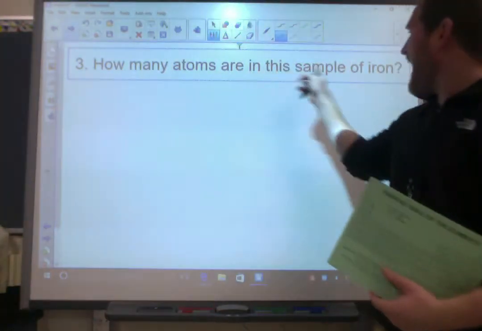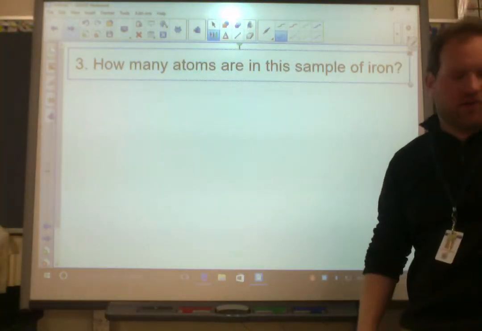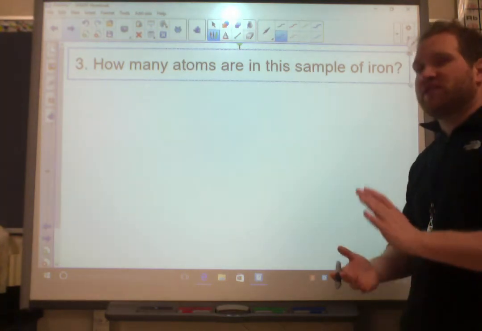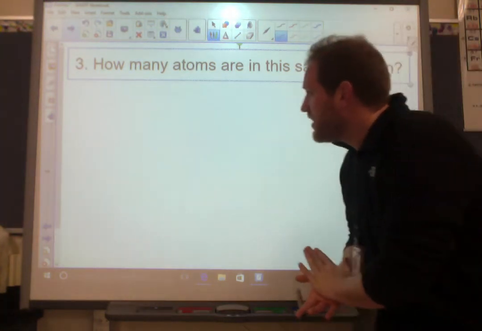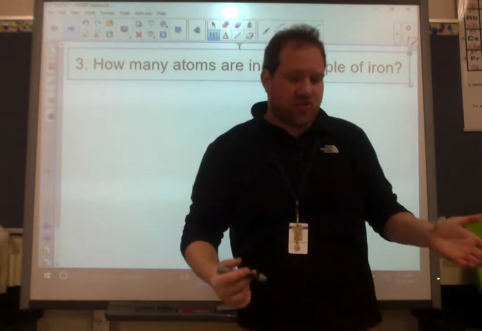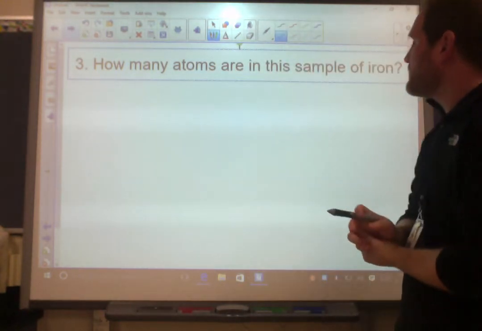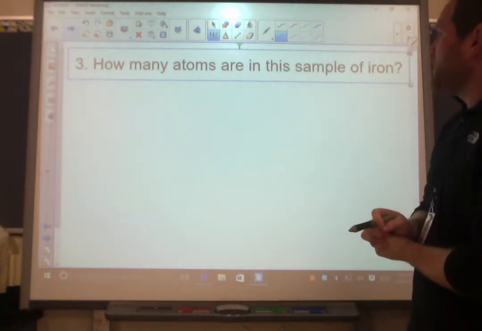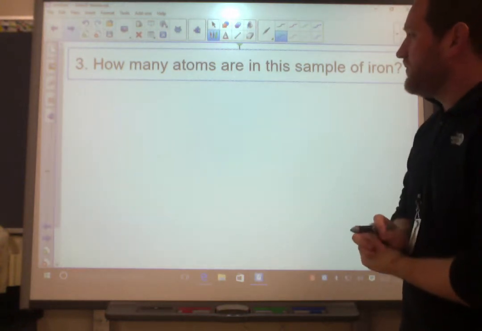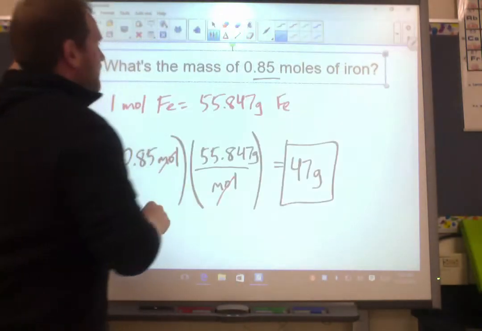Number 3, how many atoms are in this sample of iron? Okay? So now we're actually taking it into number of atoms. So grams to moles is very simple. You just use a periodic table, go back and forth between grams and moles using that molar mass. For number of atoms, we need to use Avogadro's number.